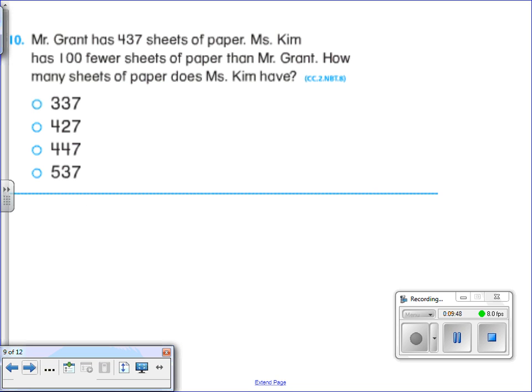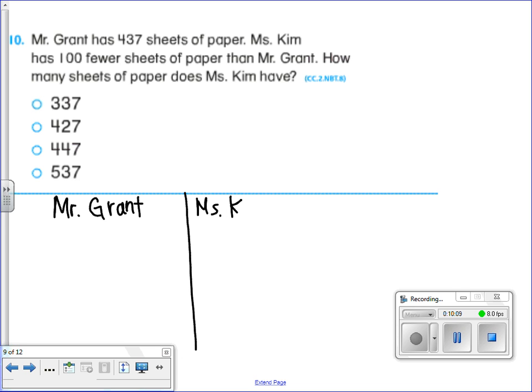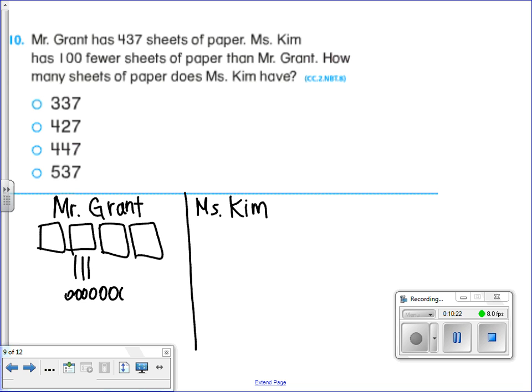Mr. Grant has 437 sheets of paper. Miss Kim has 100 fewer sheets of paper than Mr. Grant. How many sheets of paper does Miss Kim have? So we have Mr. Grant. Doesn't tell you to draw a picture, but I'm going to. And we have Miss Kim. So Mr. Grant has 437. And Miss Kim has 100 less.